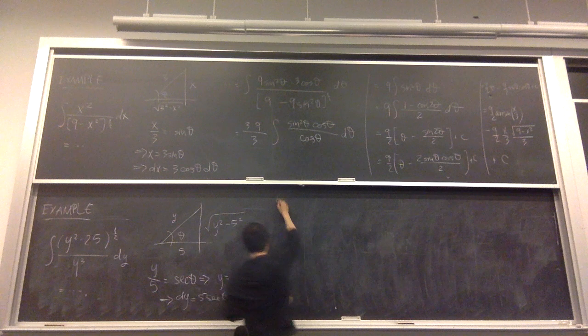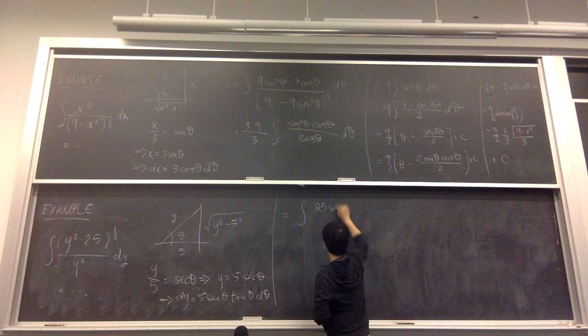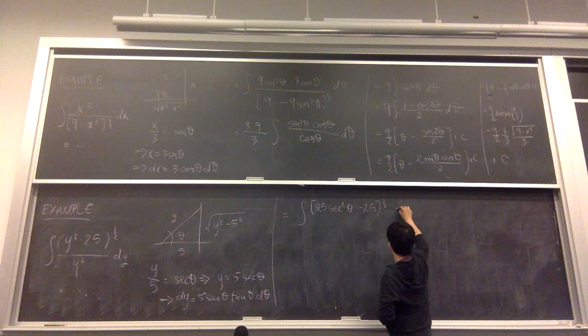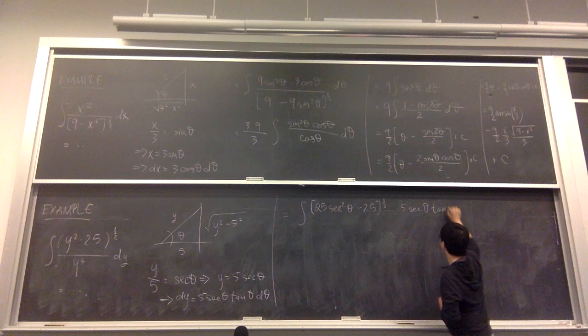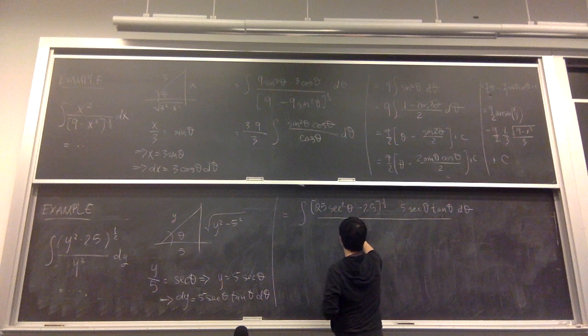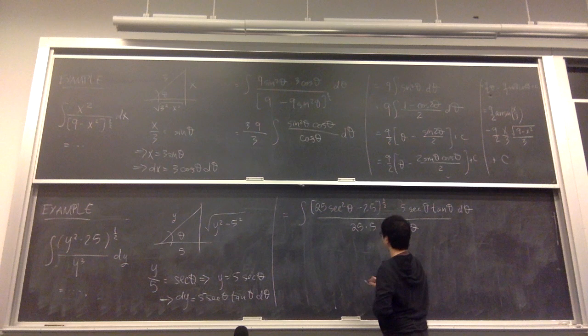All right, so we get the integral of the square root of y squared, so that's 25 secant squared theta minus 25. Now I have to swap out the dy. That gets 5 secant theta tan theta d theta. All of this is over y cubed, which I'm going to write as 25 times 5 times secant cubed theta.